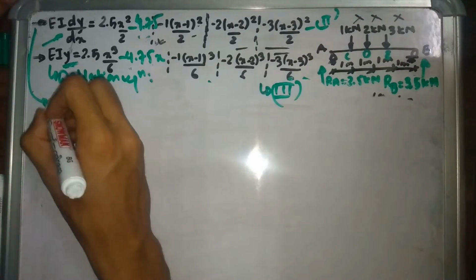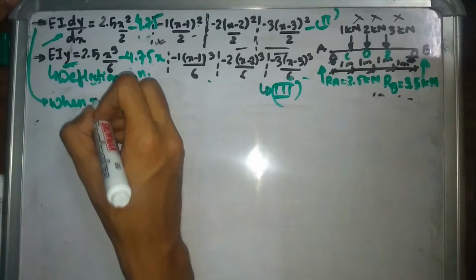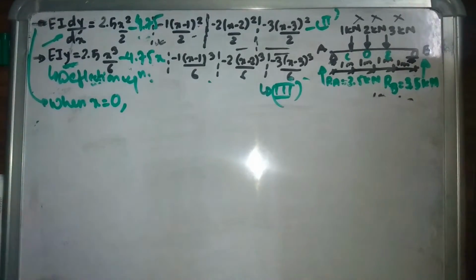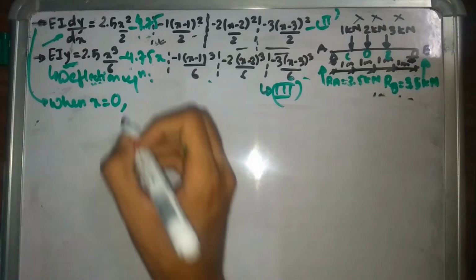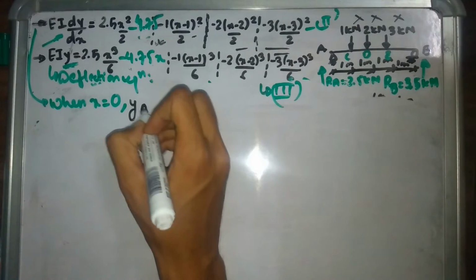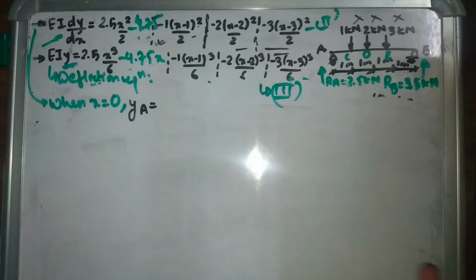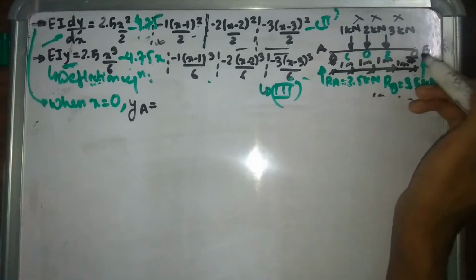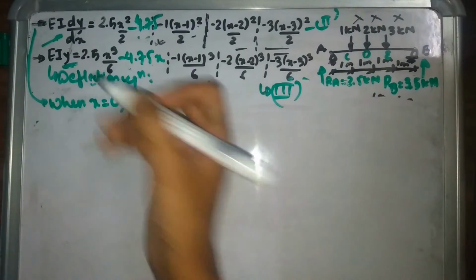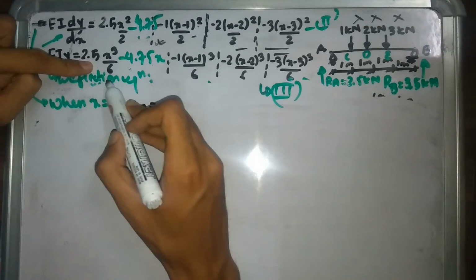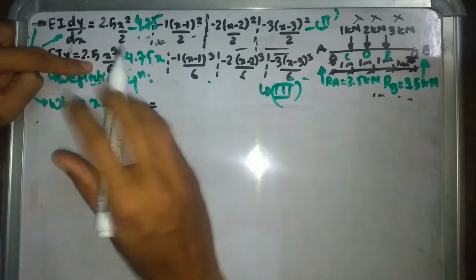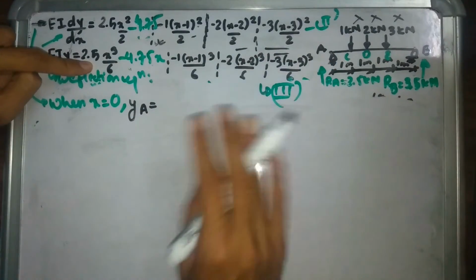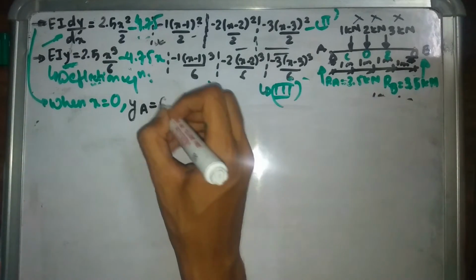So we're going to do the same. When x equals 0 meter, we have reached point A. So the deflection at A, which is going to be yA. As I have already explained before in my boundary condition, my deflection at the supports A and B is all going to be 0. So you can just put in the value, like 2.5 into 0 cubed by 6 minus 4.75 into 0, while all the remaining terms are going to be neglected, so it's simply going to be 0.